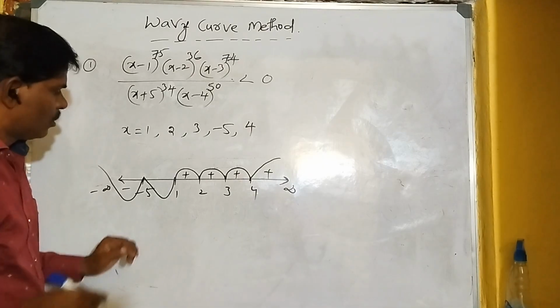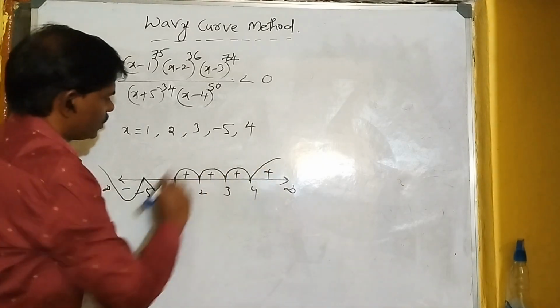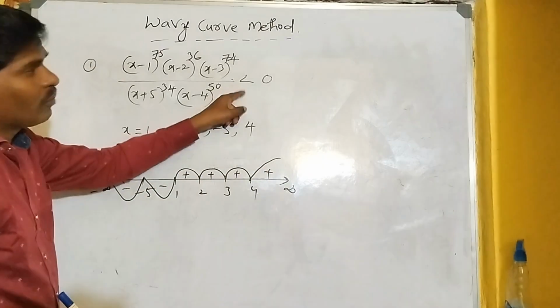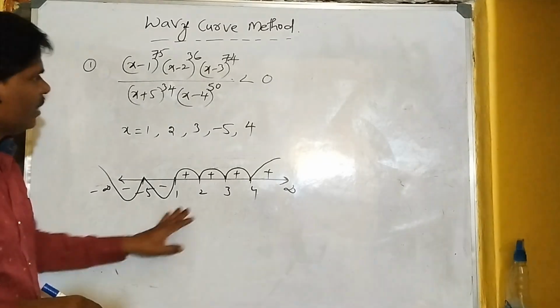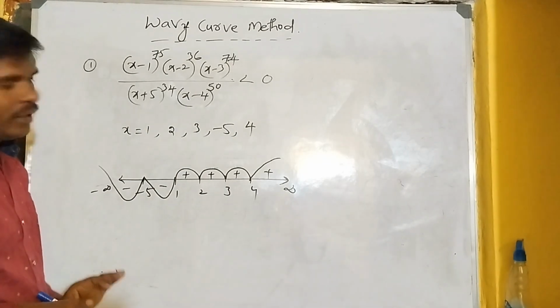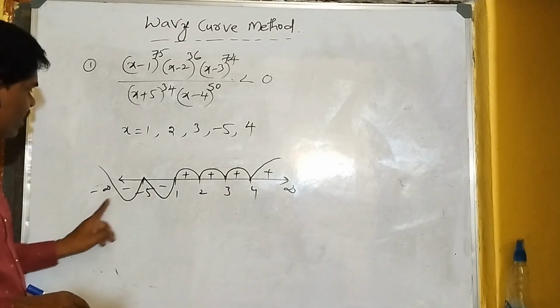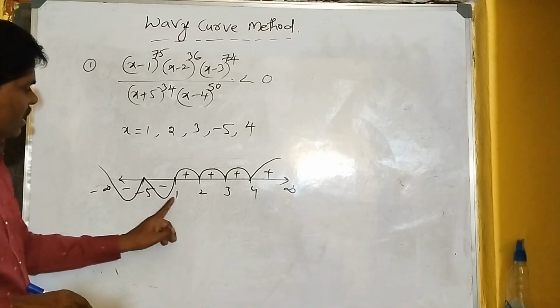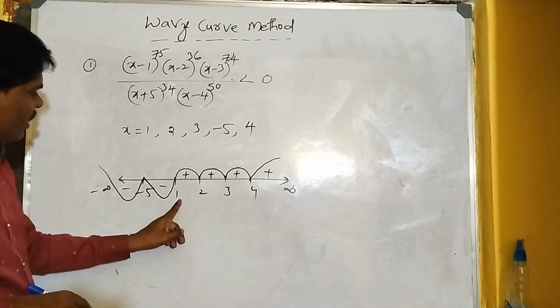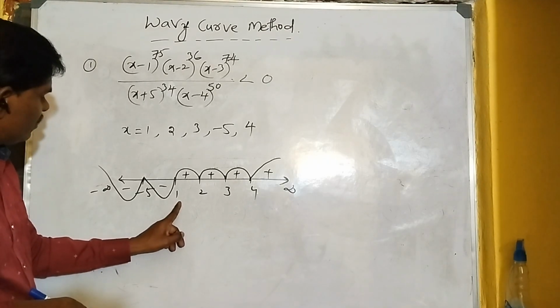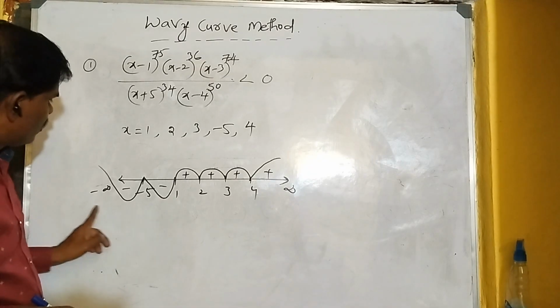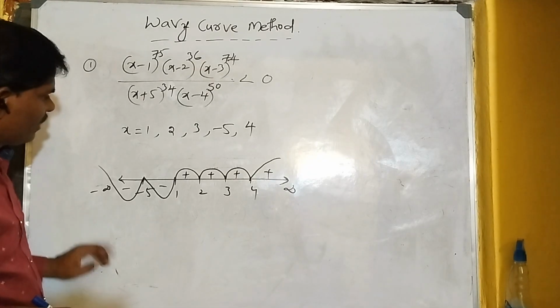This is also negative. This is positive, and this is also positive. What do you want? Negative part only. What are the negative parts? Minus 5 to 1, or 1 to minus infinity is your answer.